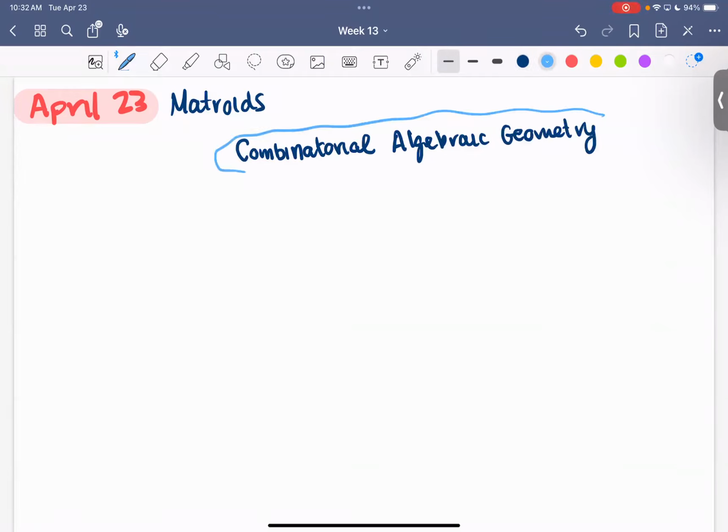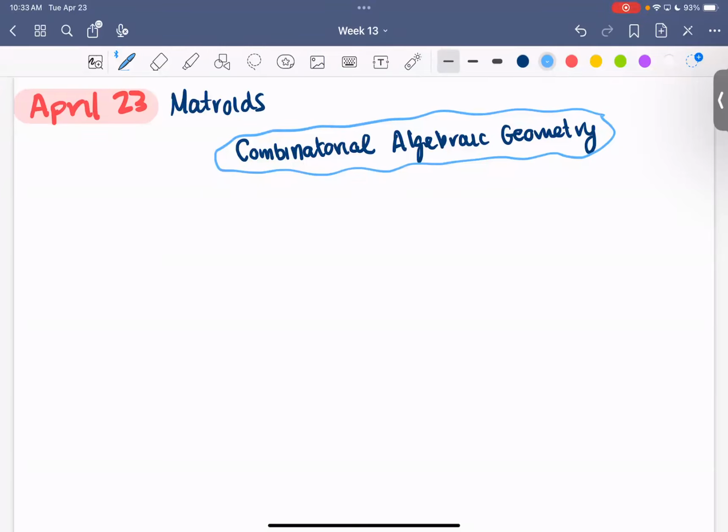The idea of this field is, what does algebraic geometry study? It studies a certain type of geometric shape that comes to you as the solution set to some polynomial equations. And combinatorial algebraic geometry seeks to associate combinatorial objects to the geometric shapes in such a way that you can learn something about the geometric shape from its associated combinatorics.